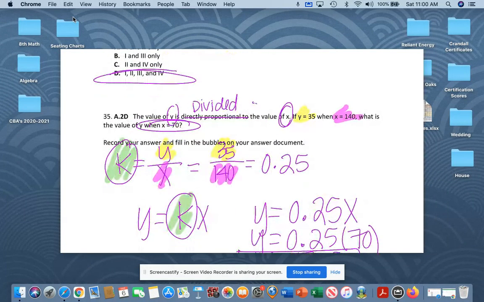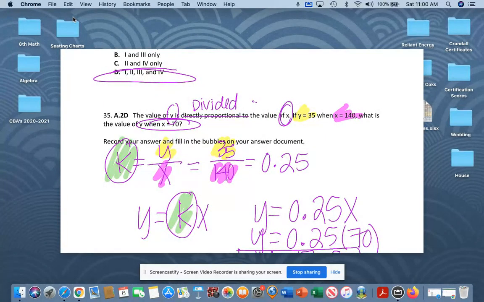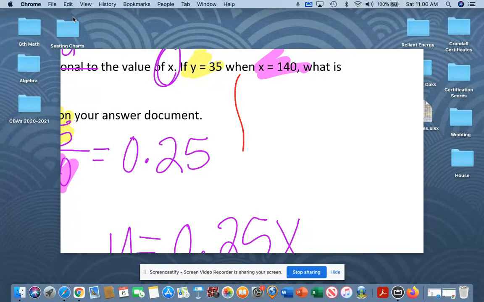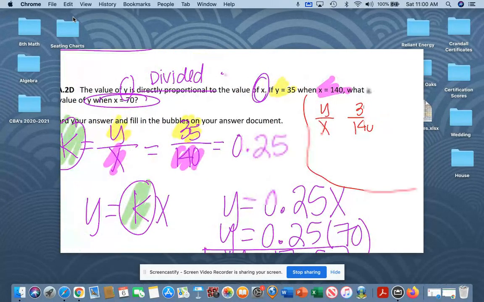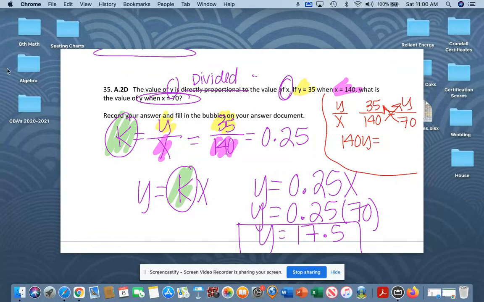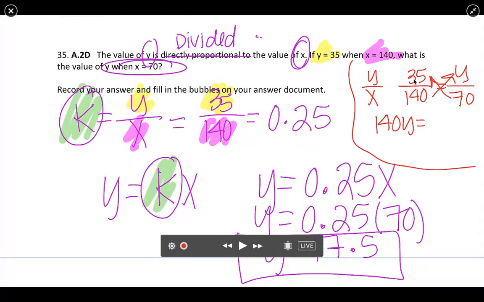You could have also set up a proportion, like y over x, and you could have done 35 over 140. What is y when this is 70? And cross multiplied and all of that jazz. So you could have 140y equals whatever that is, and divided. That would have also worked.